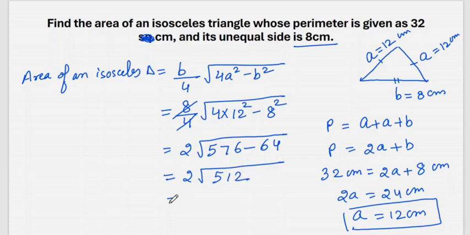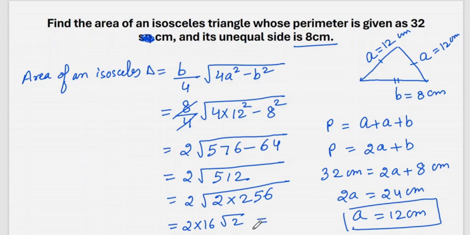Now you can see, 512 can be written as 2 into 256. Do you remember whose square is 256? It is 16. So I can take 16 outside. So 2 into 16 and root 2 will be there. Okay, so now what is the answer? 32 root 2. Since it is an area, centimeter square. So we got the final answer as 32 root 2 centimeter square. Okay. Next question.